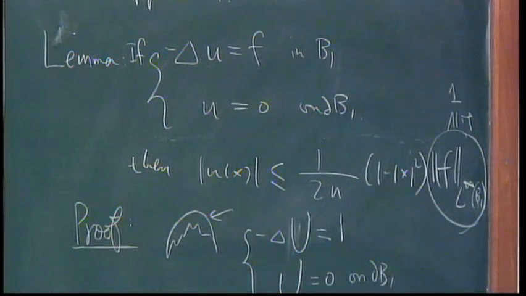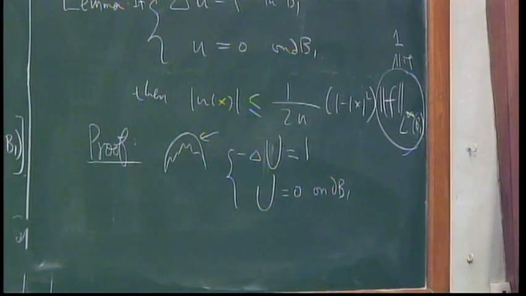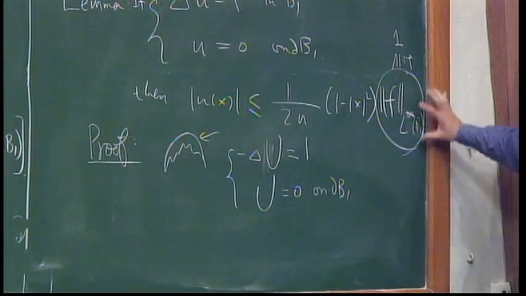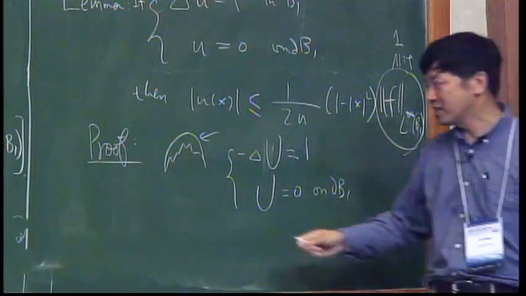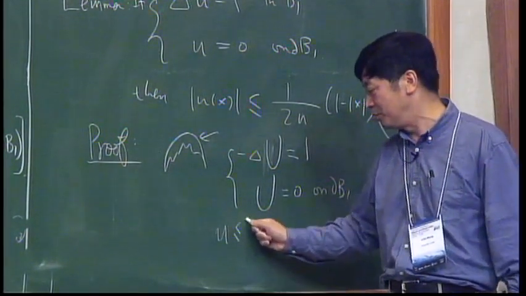Then every solution is, by the maximum principle, less than or equal to this capital U, because minus Laplacian of little u is less than or equal to minus Laplacian of capital U, because 1 is the biggest among all those norms less than or equal to 1, right? So by the maximum principle, u is less than or equal to capital U.